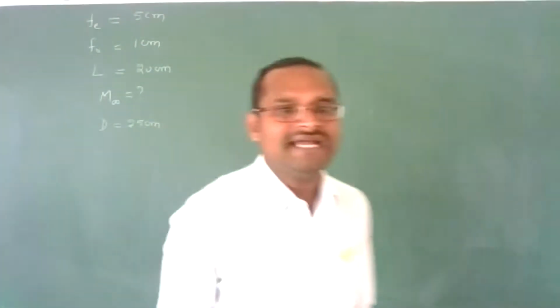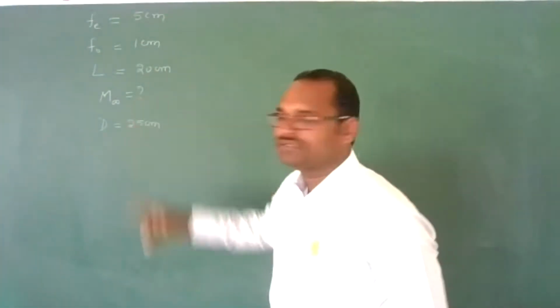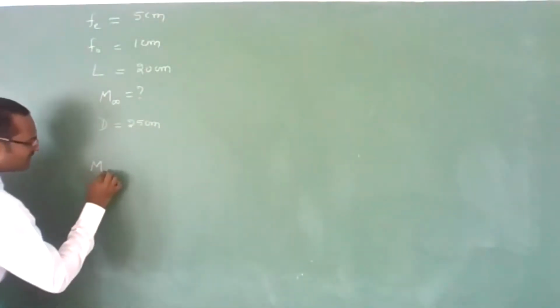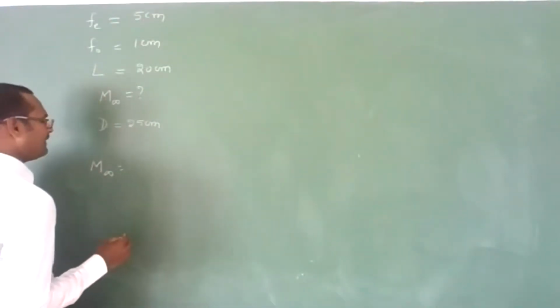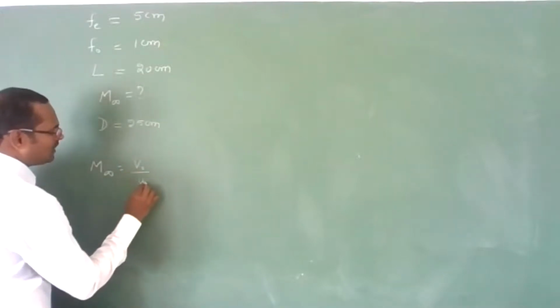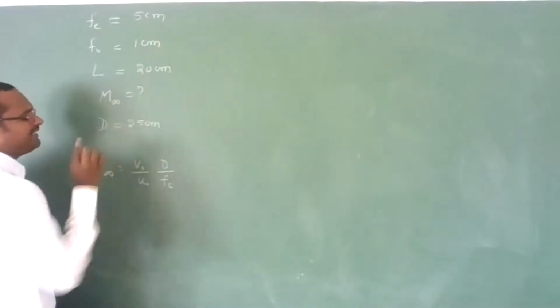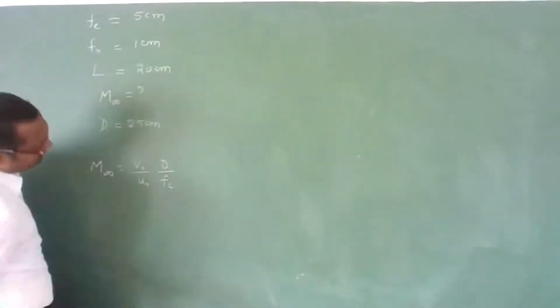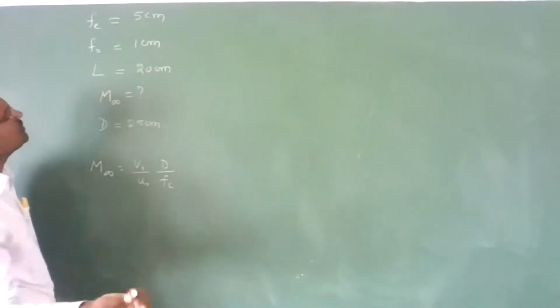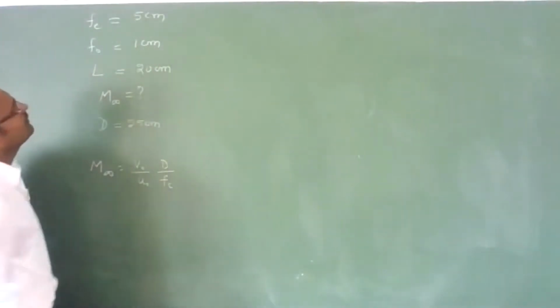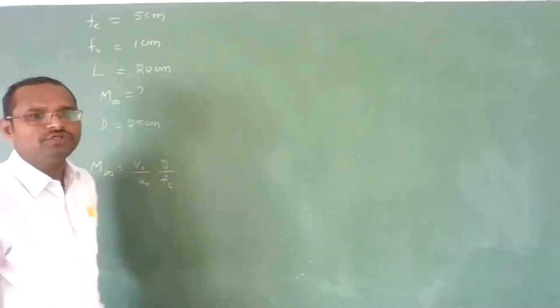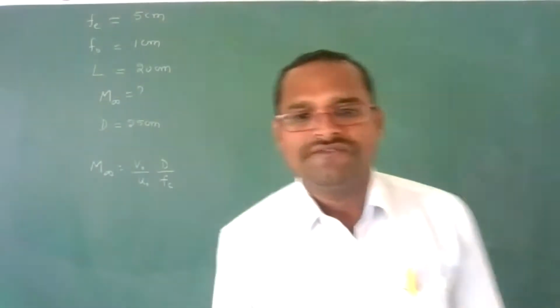Okay. Now from this data we need to find magnification when the image forms at infinity. What is the formula for magnification when the image forms at infinity? It is V naught by U naught into D by Fe. Yes. This is the reason why they have given D. Fe value you know. V naught and U naught values you don't know. But they have given the 20 centimeter length of the tube. Okay. So from this length of the tube, how can we find the value?